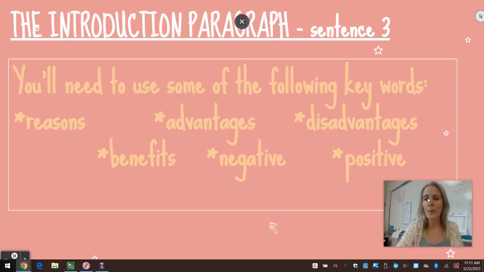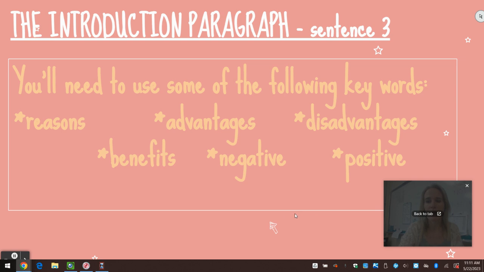So we need to always be using the following key words when we state our claim. You might say, there are many reasons why, or there are many reasons why not, or why something else. You could say, there are disadvantages to this. There are advantages to this. There are benefits to this. There are negatives or positives, okay? So you are going to use some of those keywords to keep it very plain and simple, all right?